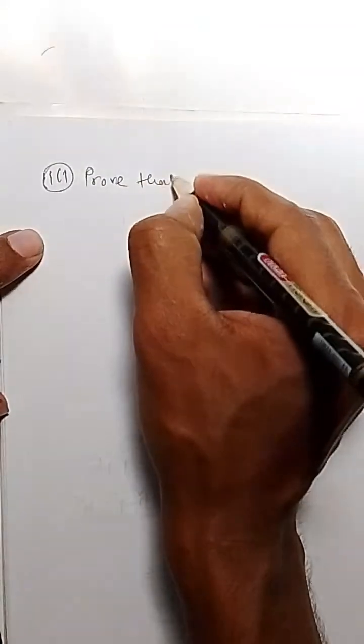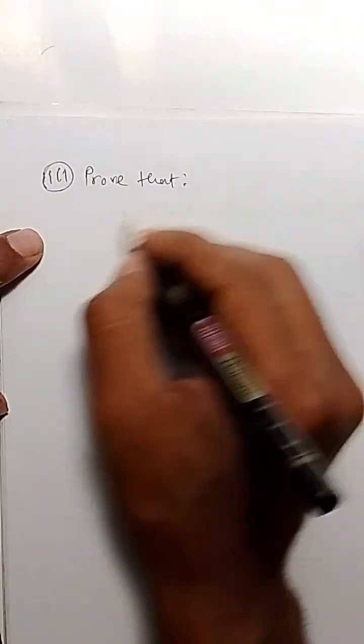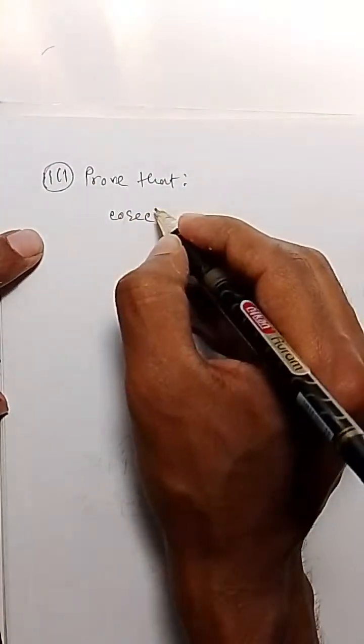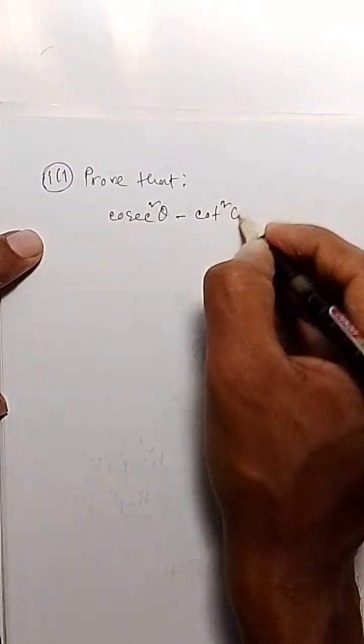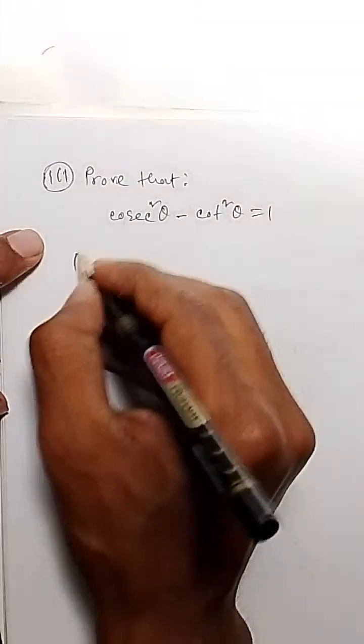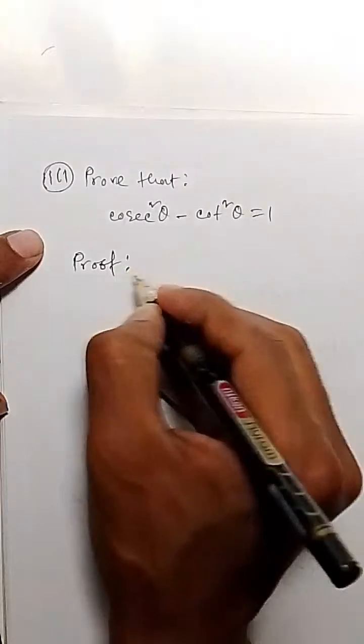And the third one was, prove that cosec square theta minus cot square theta equals to 1. So the proof is here.